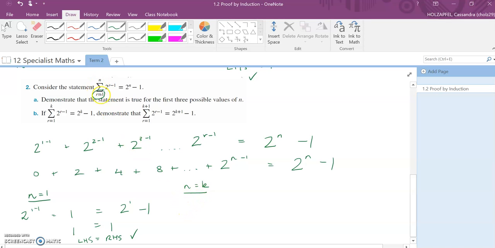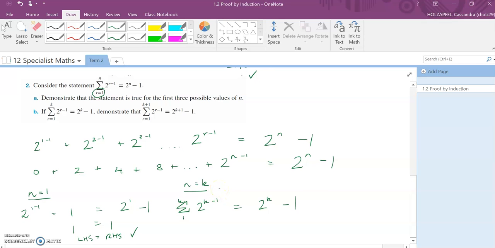So I'm just going to substitute everywhere that I see an n, I'm going to substitute in a k. I don't feel like writing out all this information, that's why I'm using the sum of. So I'm going from 1 to k, summing all the values from 2 to the power of k minus 1, and that should be equal to 2 to the power of k minus 1. So I'm going to assume that this is true.